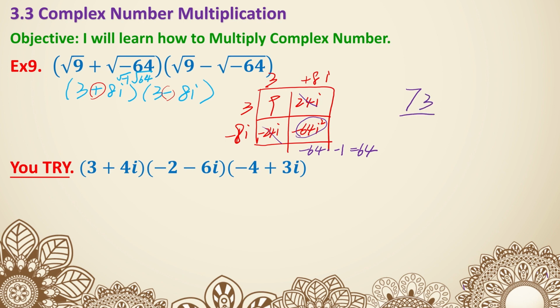So let me remind you again, whenever you multiply the conjugate, typically the middle ones are cancelled. And in this case, you can see the final answer does not even have an i, and we are going to use that in the next lesson.